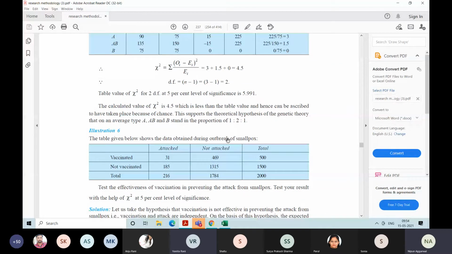Fine enough? Yes, sir. Now see this question. The next, or the last type of question under the chi-square is this one. So this is the table given to you showing the distribution of the outbreak of smallpox.